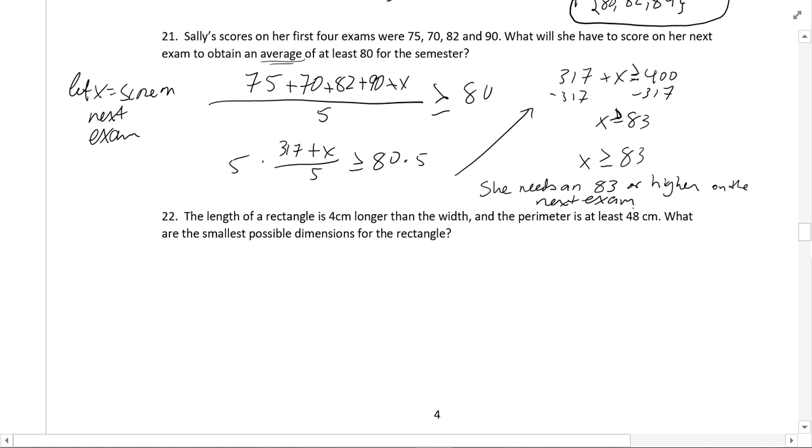Okay, so let's take a look at this next one. It's saying the length of a rectangle is 4 centimeters longer than the width, and the perimeter is at least 48 centimeters. What are the smallest possible dimensions for the rectangle? Okay, so the key word in this one is perimeter. So you have to think, how do you find a perimeter? All right, so I want you to pause the video and try this one.